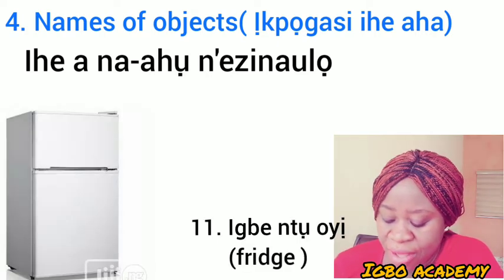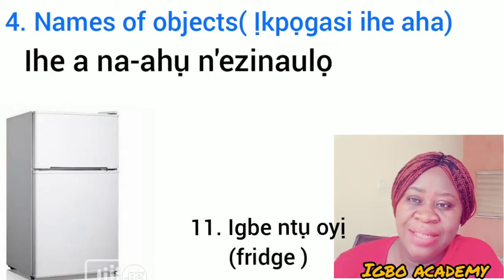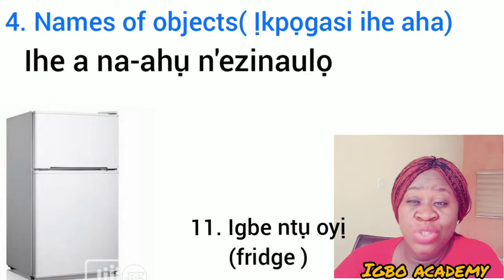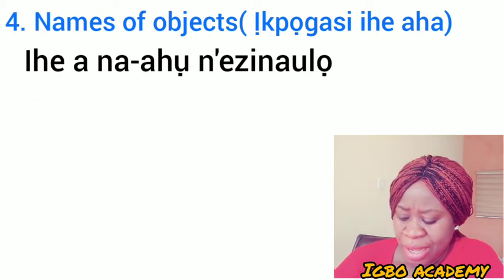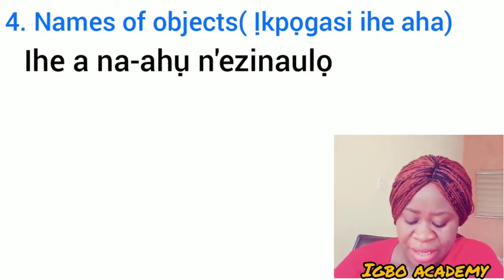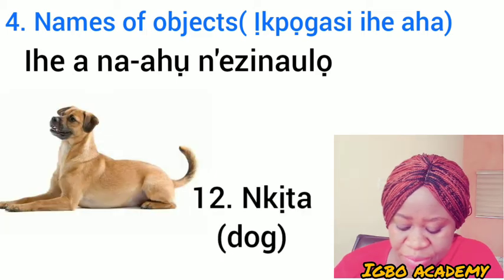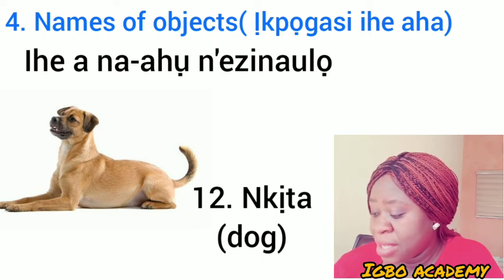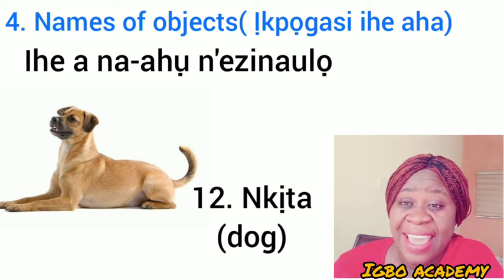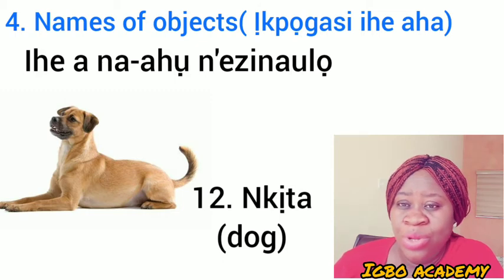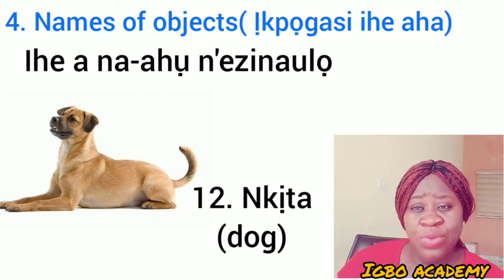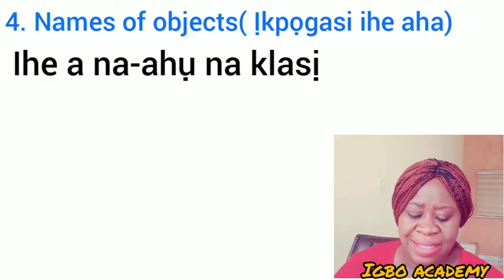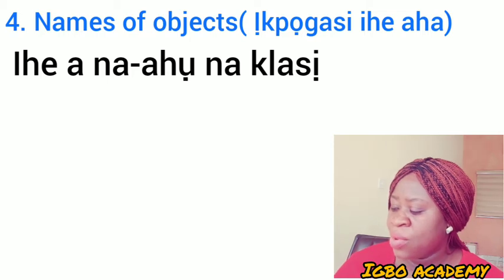Then you have igbe ntuoyi. That's a box that cools. Igbe ntuoyi is your refrigerator. I don't know if I've counted up to 10. Then you have nkita. Nkita is dog. We all know the things we see in our houses. Now we go to ihe a na-ahụ na class.